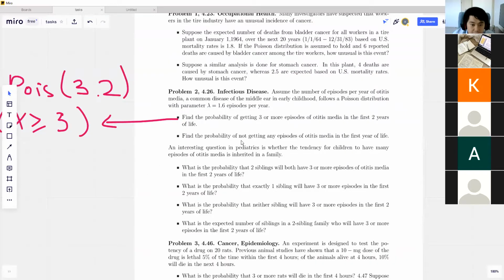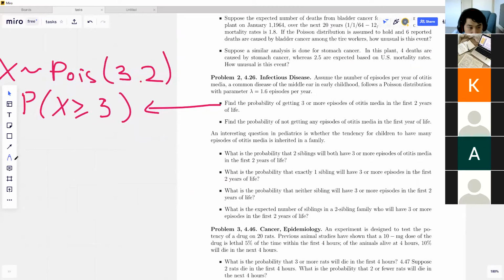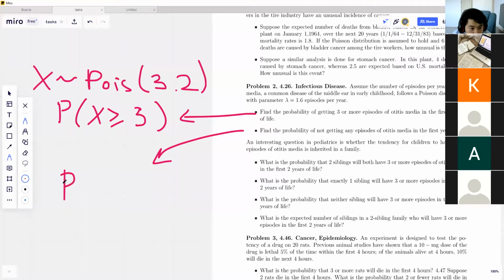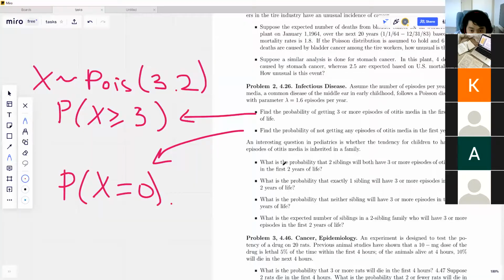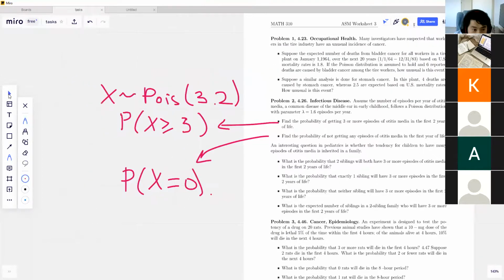Now find the probability of not getting any episodes of otitis media in the first year of life. So we need to find probability that X is equal to 0. So here we don't need CDF. In 1 second, let me get back to the question. The first year of life.